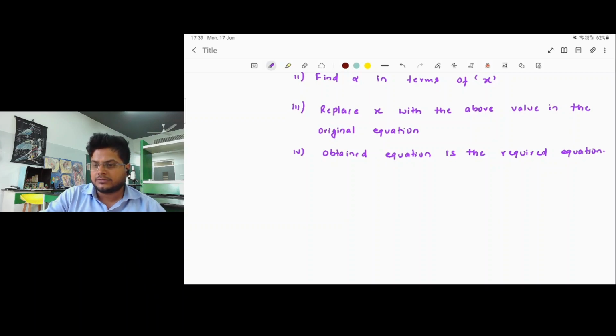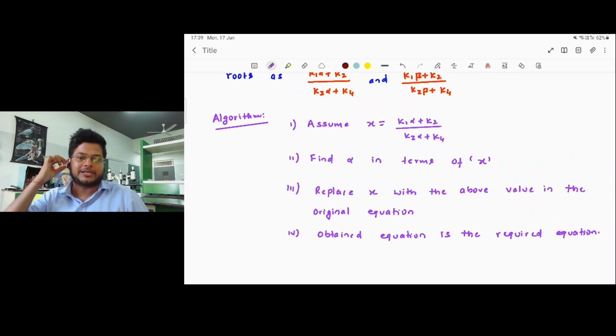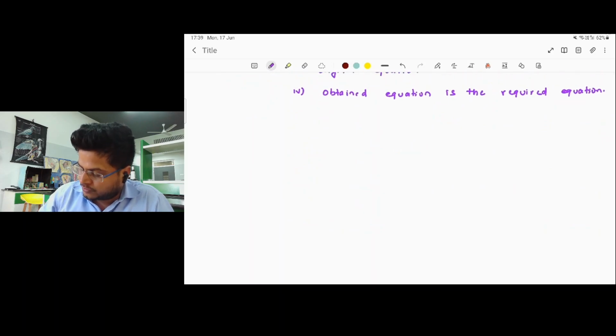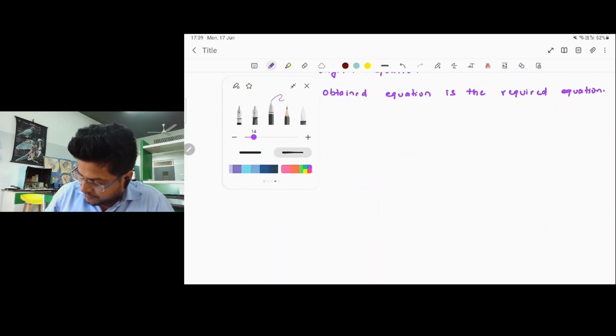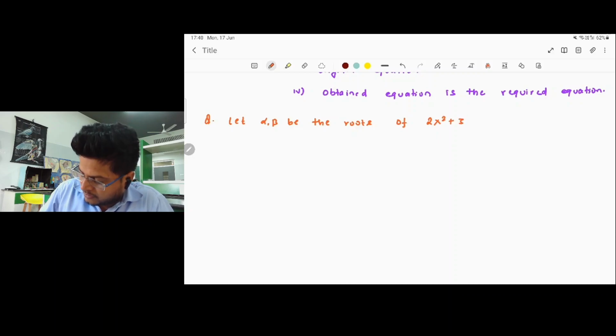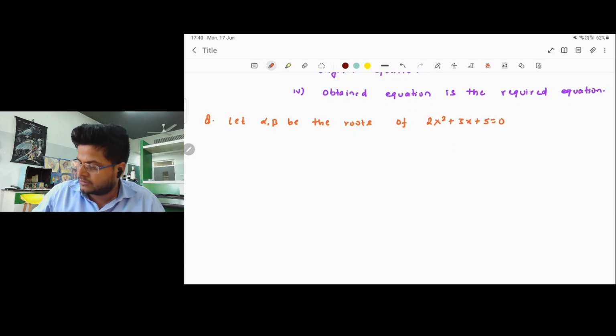What it means, right? See, steps, let me explain, and when we are doing the problem, easily you'll be able to understand. Or we can do one thing: let us do a question itself, and then we'll follow this step by step. Okay, so let me take a question. Question is, let alpha, beta be the roots of 2x square plus 3x plus 5 equals 0.